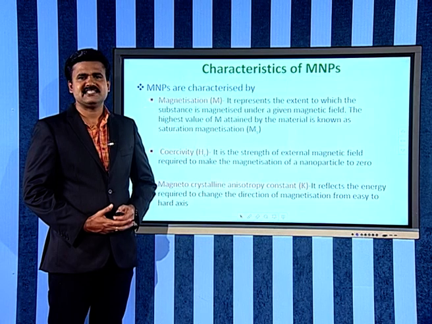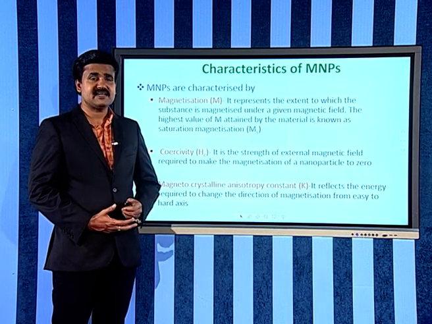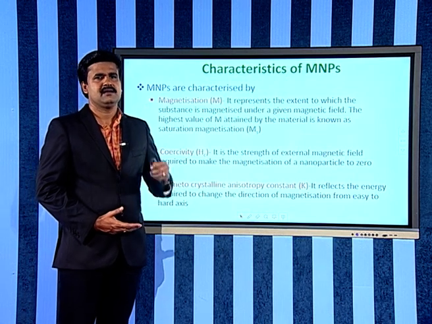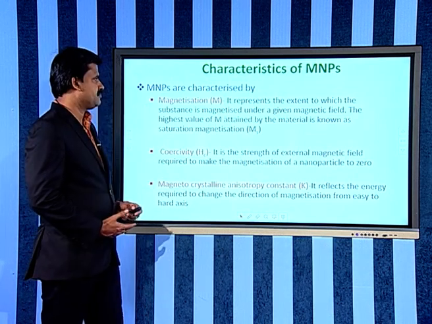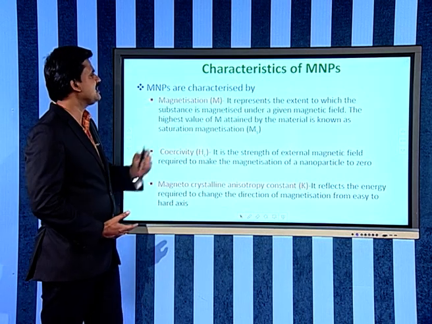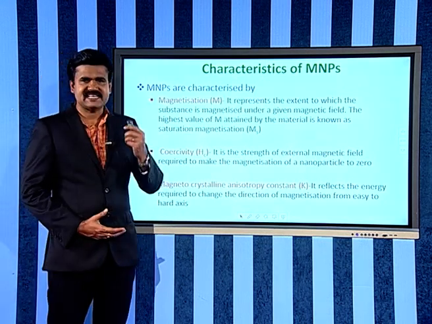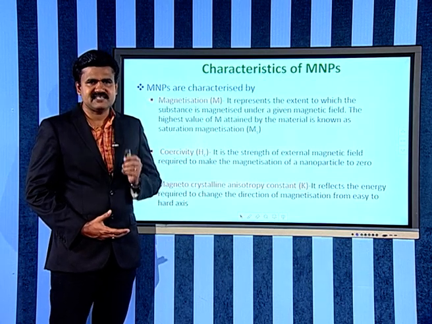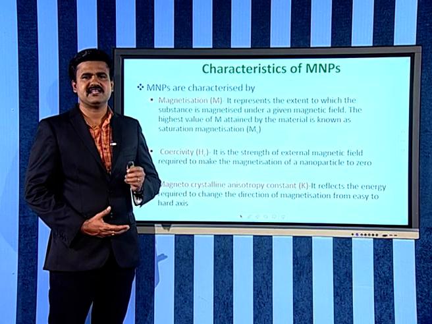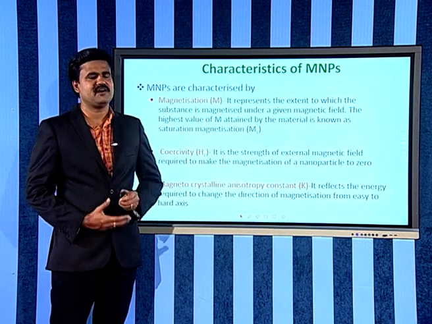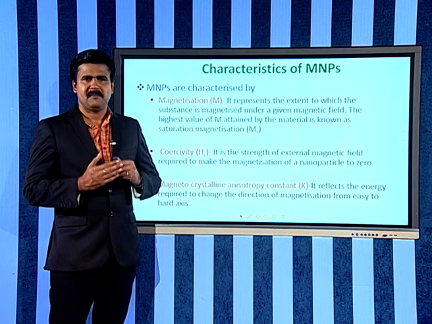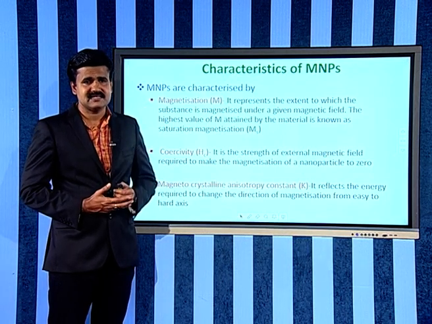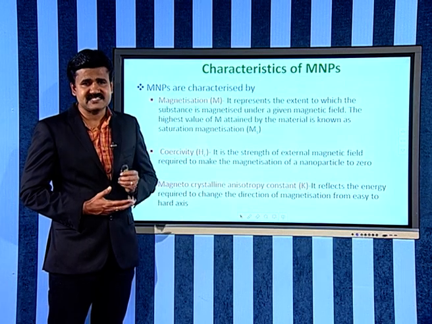Characteristics of magnetic nanoparticles. Magnetic nanoparticles have several characteristic features. First of all, magnetism, denoted as M. Magnetism represents the extent to which the substance is magnetized under a given magnetic field. The highest value of M, magnetization, attained by the material is known as saturation magnetization, MS.